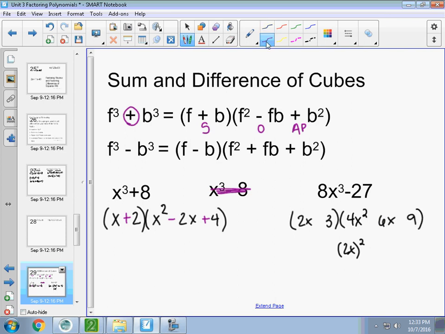Then I go back and use my signs. Because this was a minus, I'm going to use the same sign, minus, opposite sign, plus, always positive. And now both of those are factored.